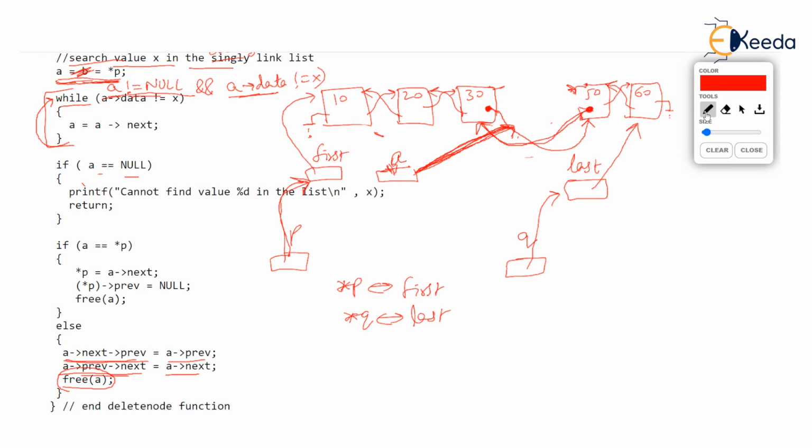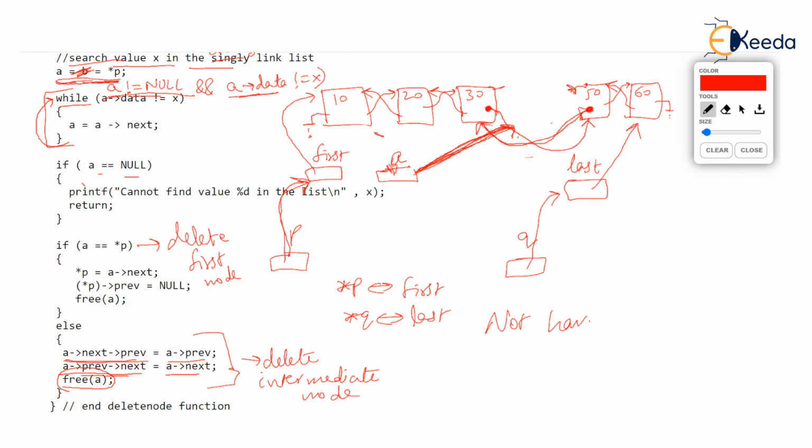This delete node function is not having one more condition. See, this is the condition for deleting the first node. If we are deleting the first node, this condition, and this else portion is for deleting an intermediate node. But this delete function is not having any code written for deleting the last node.